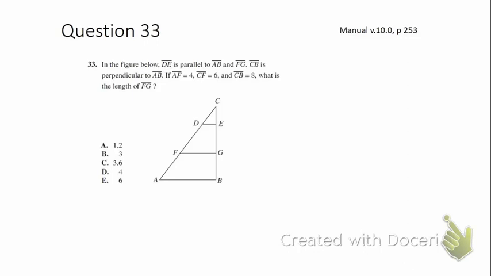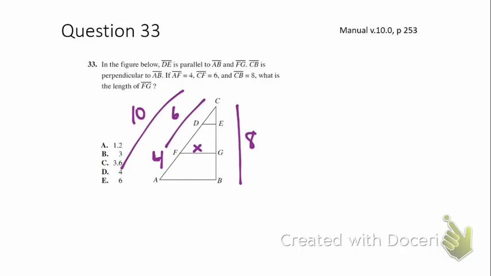Okay, in the figure below, DE is parallel to AB and FG. CB is perpendicular to AB. If AF equals 4, let me label these in here. CF is 6 and CB is 8. What is the length of FG? Okay, so I'll label that X there. Okay, I'm also going to note that this all the way down is 10.